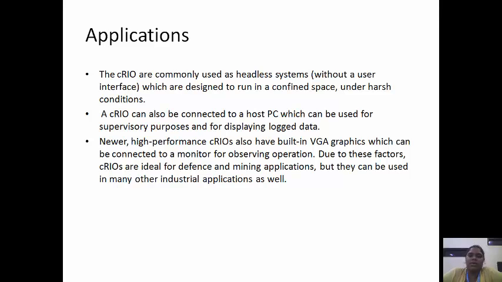A cRIO can be connected to a host PC, which can be used for supervisory purposes, for displaying the log data, and this connection is made by IEEE 488 or any other common bus systems. Sometimes video surveillance can also be done in these systems by using a built-in video graphics array. VGA graphics does not have very high quality, but the low quality is used in monitoring inaccessible places such as mountainous areas or army camps, etc.